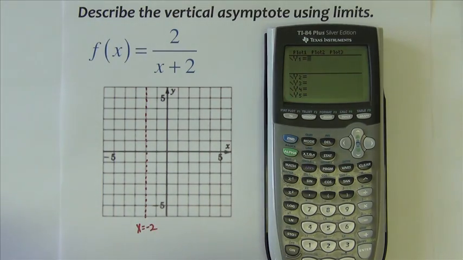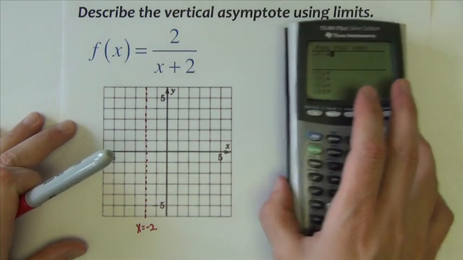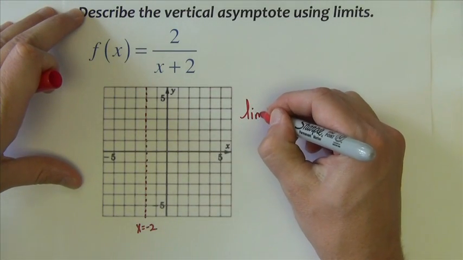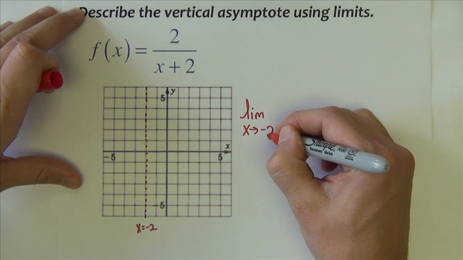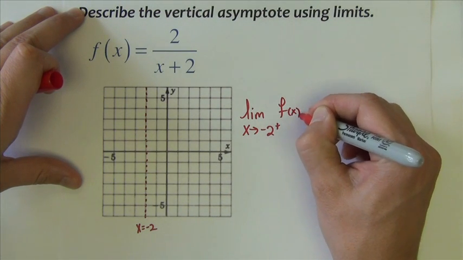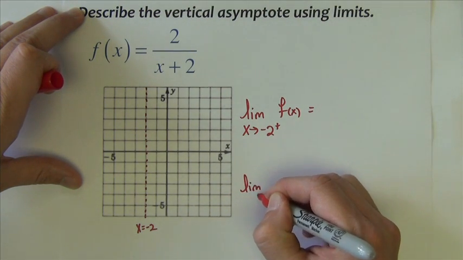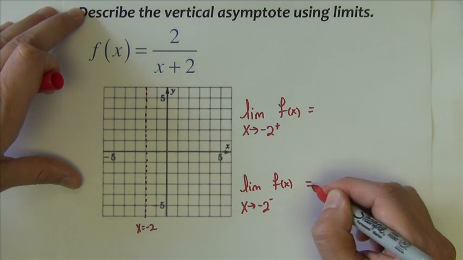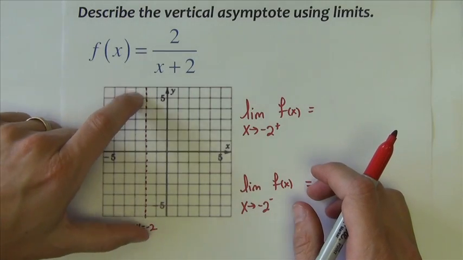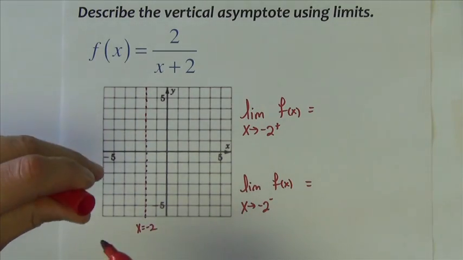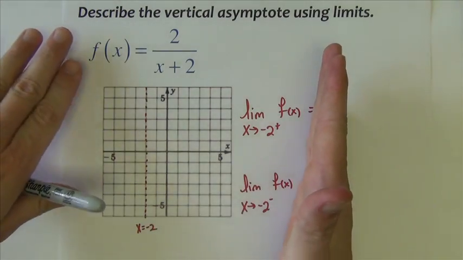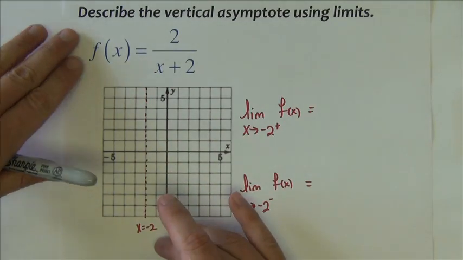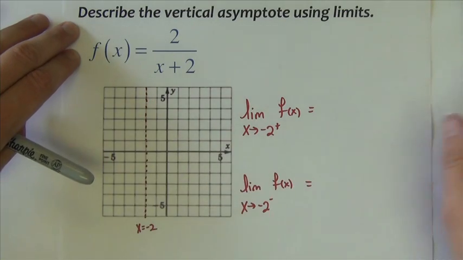Okay. So we're ultimately going to want these 2 limits. I'll bring the calculator back in a minute. We're going to want the limit as x approaches -2 from the right, and the limit as x approaches -2 from the left. Okay, so those 2 one-sided limits to describe this vertical asymptote. Question is, as we come from the right side of -2, does this graph go up or does it go down? Same question on the left side. Does it go up or does it go down?